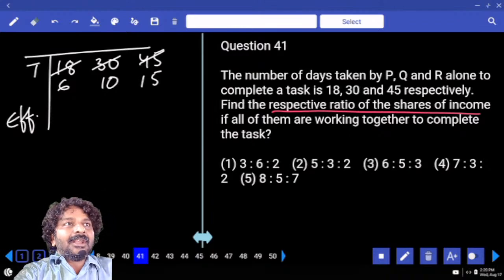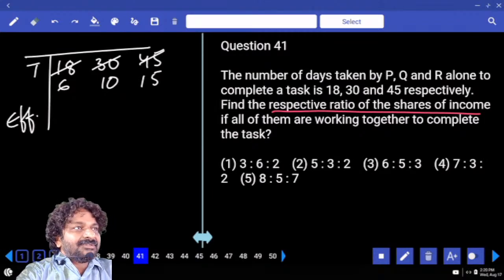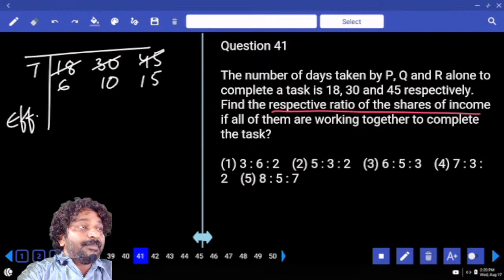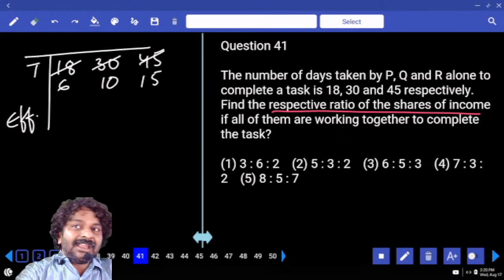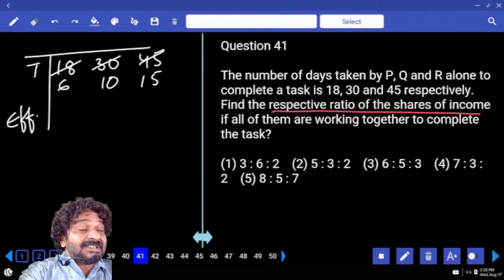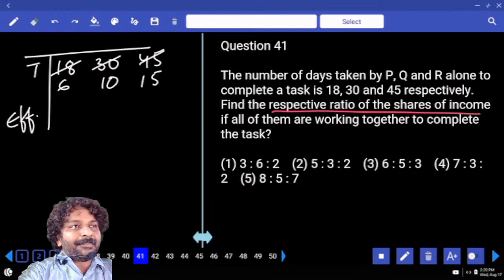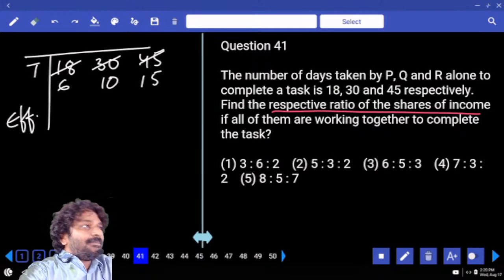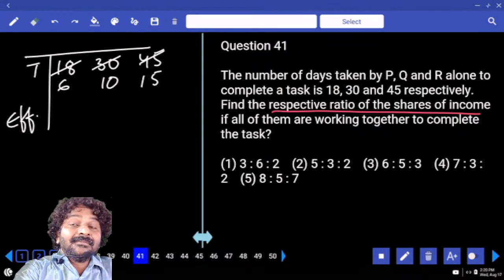I am telling you already, salaries, wages, income should be given on the efficiency ratio, and I even said time and efficiency are inversely proportional, and then I said we already have the time ratio. Then I asked you what ratio we have to calculate.